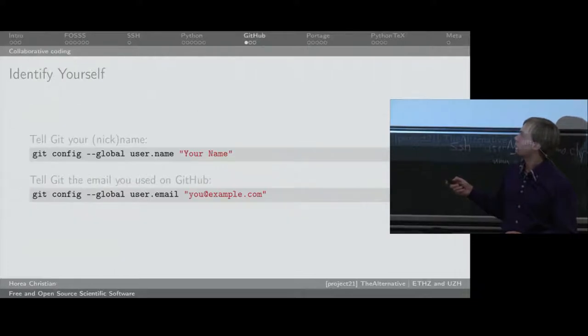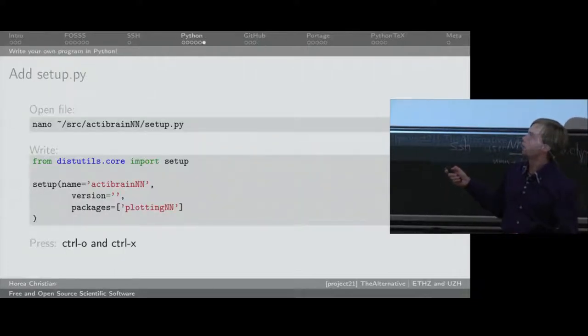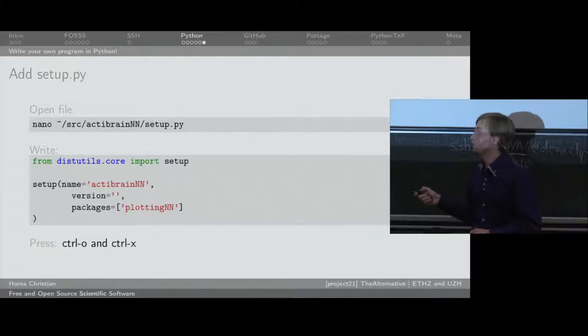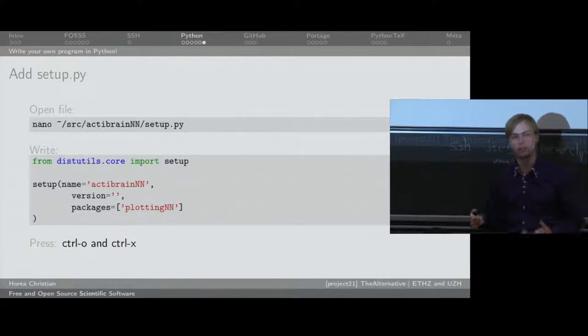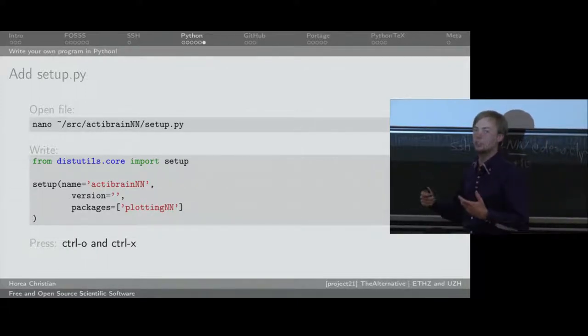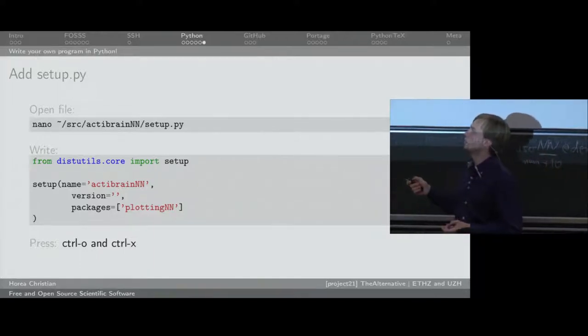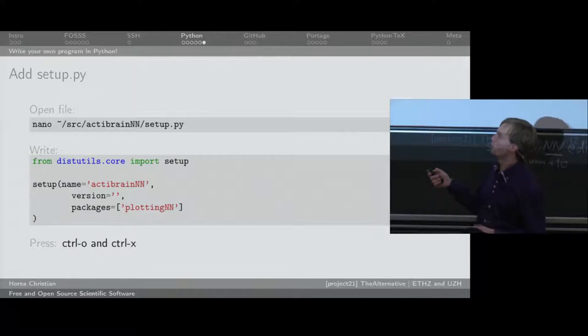For that, you'll have to create a file called setup.py under the main root of your program. Yes, you do it again with nano. Tilde is the symbol for your home directory, the source where you keep all your programs, this particular program, and then setup.py. And inside, you import, again, as I told you, in Python, or in most programming languages, you start by telling the interpreter what functions to import. So you will import from distutils.core setup. This is the function which sets up the package.